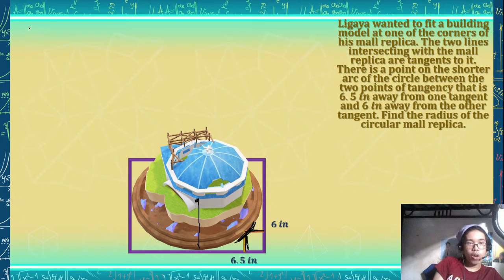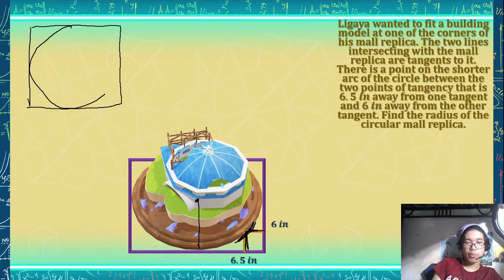So guys, to make our problem more simplified, let's draw it over here. We're going to draw the problem here, and then we're going to draw a circle. It's not a perfect circle. There you go. This is the circle that we created, and we know from this problem that this side measurement over here should be 6 inches, and this side measurement over here should be 6.5 inches.